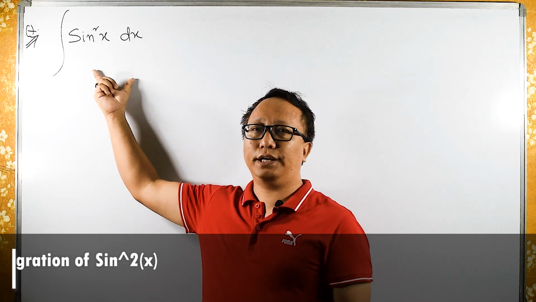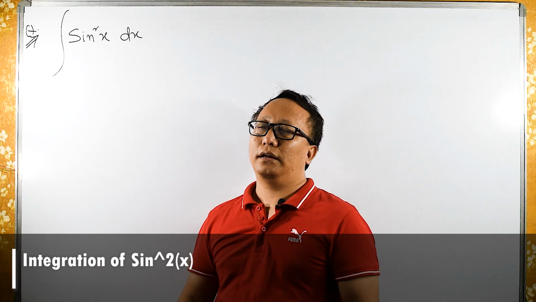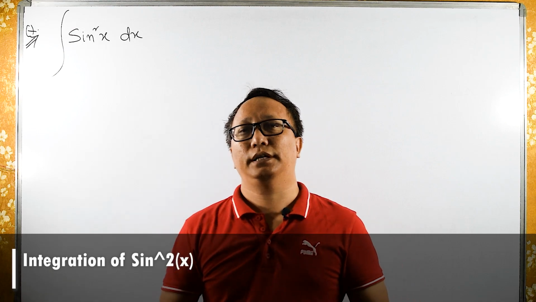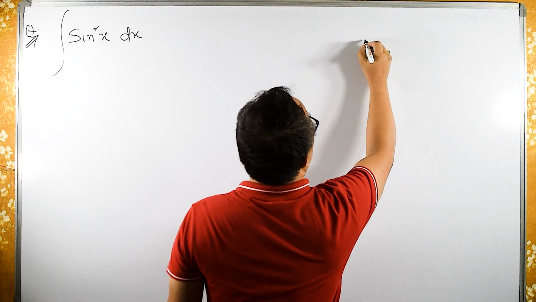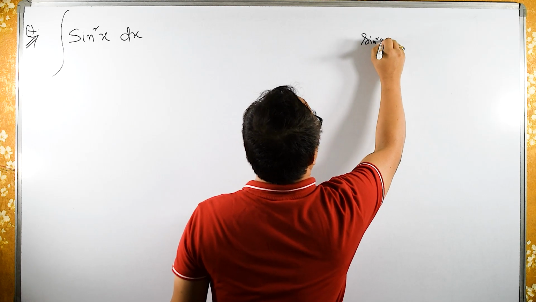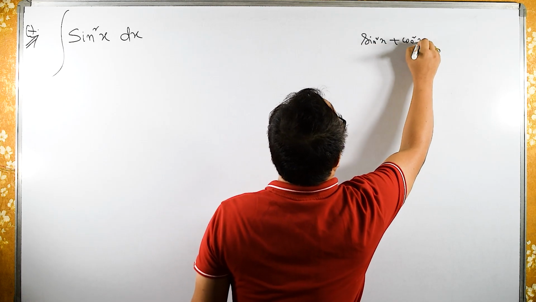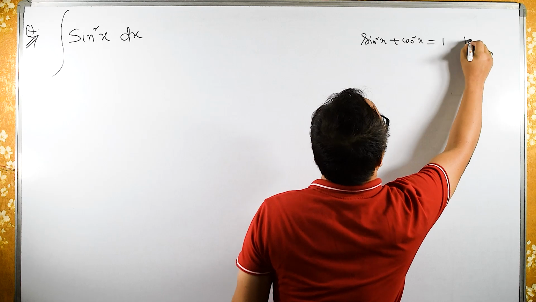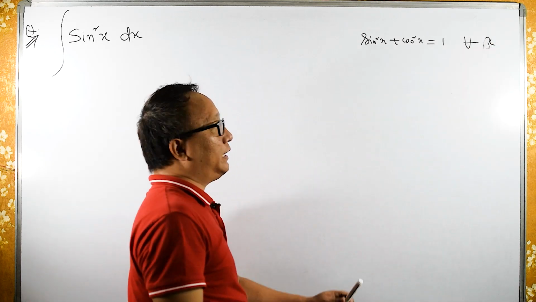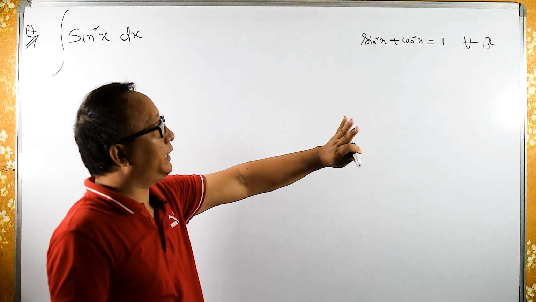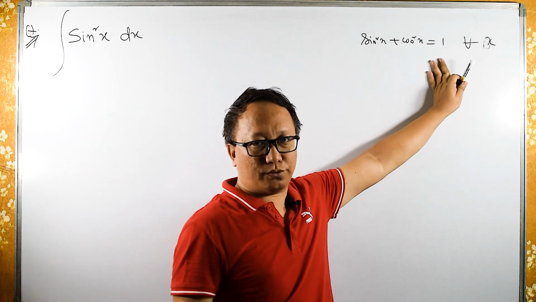In order to solve these integrations, I will use some trigonometric identities. So there are some trigonometric identities. As we know that sine square x plus cos square x equals 1 for all angles, for all x, whether it may be 30 degrees, 45 degrees, any angles, because this identity is true.